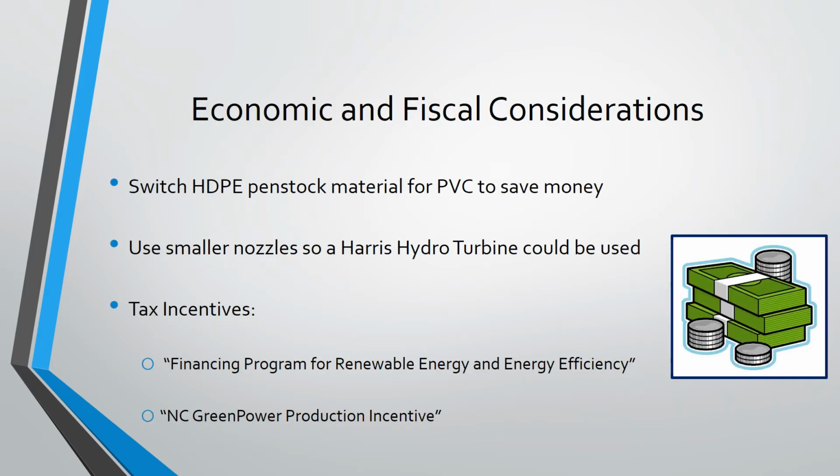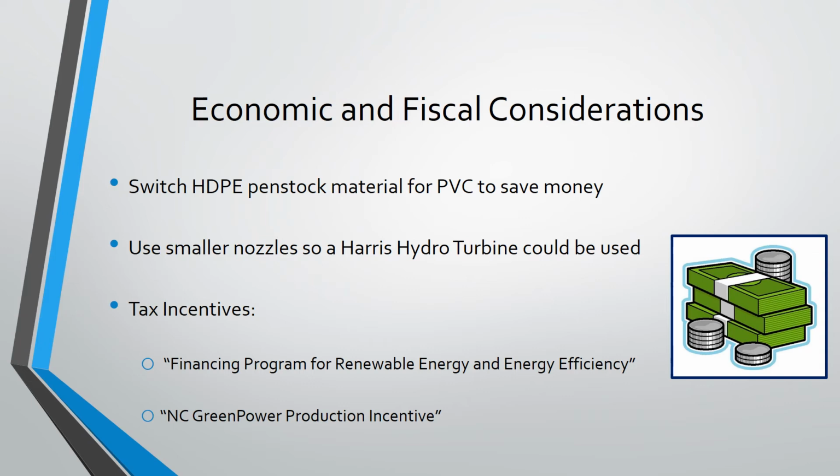Alright, the economic and fiscal considerations. One way that you could save some money is switch from the HDPE penstock material to PVC. This will save more money initially, but you will have more money going out for maintenance. Another option is use smaller nozzles so you can use a Harris Hydro turbine because those are cheaper.